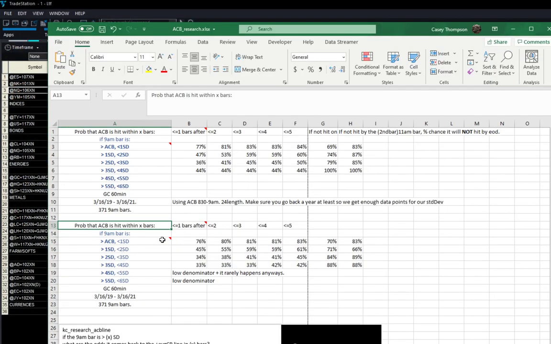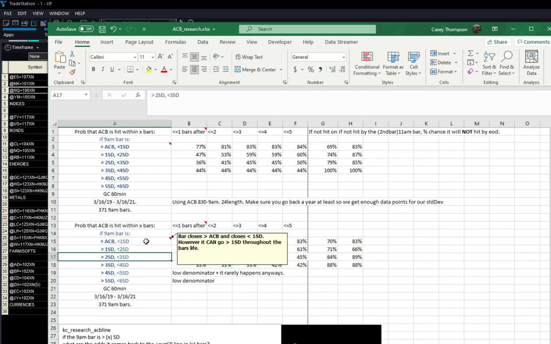So this is greater than, sorry. Yeah, greater than three. Bar closes greater than ACB and closes less than one standard deviation.